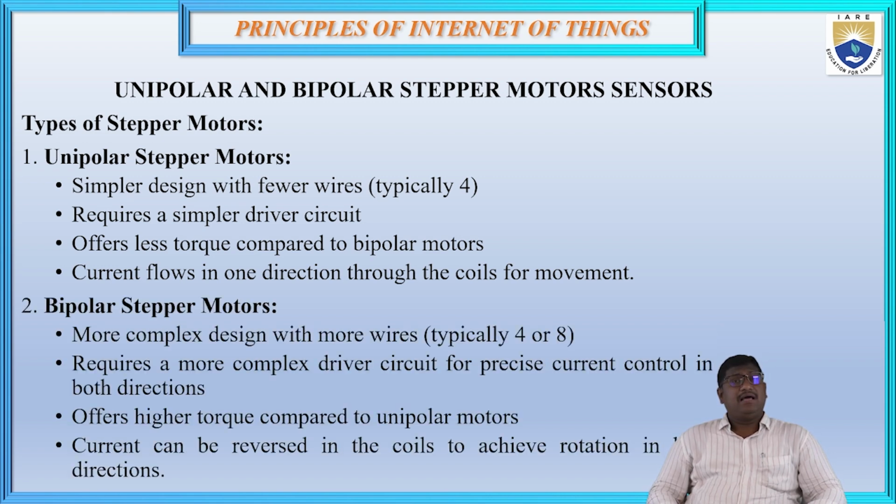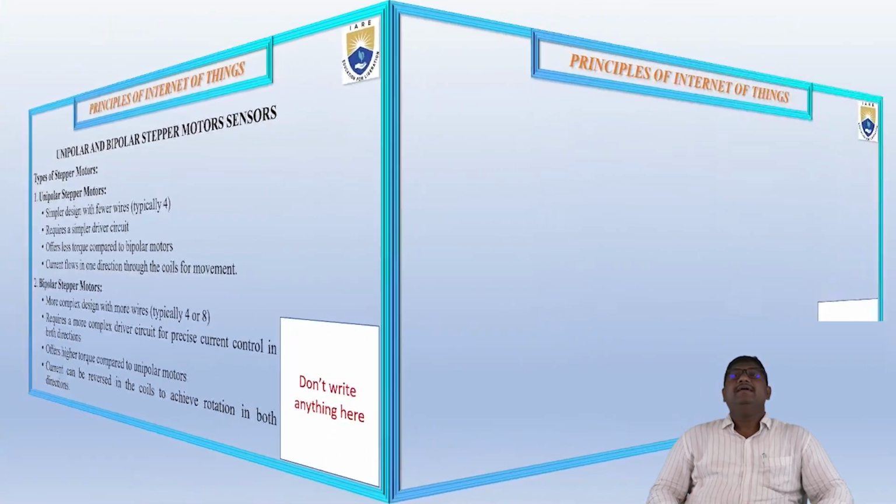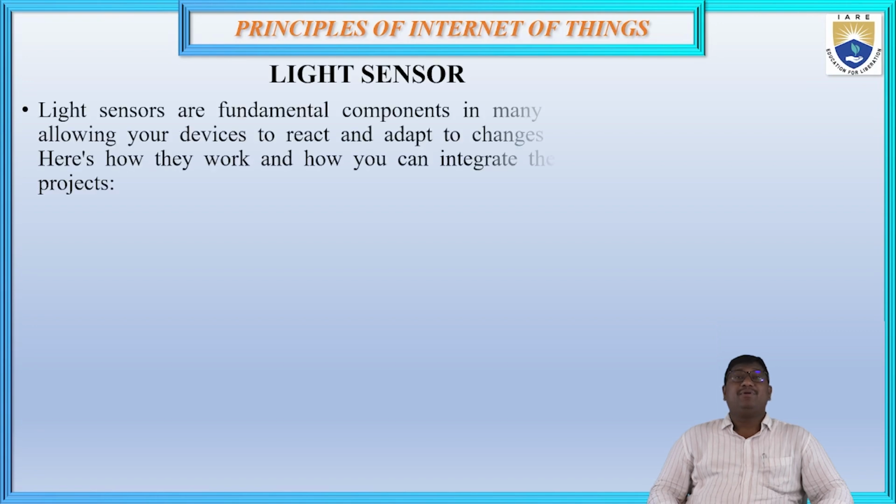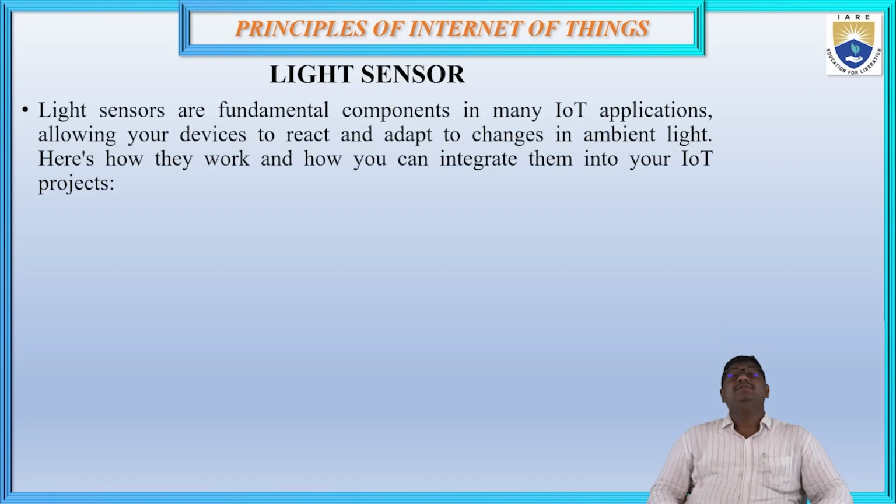And coming to bipolar, it is designed to be more complex, typically with 4 or 8 wires, and requires a complex driver circuit, which offers high torque. Why? Because more wires are used and the design is complex, and the current is reversed in the coils to achieve rotation in both directions. This is how the stepper motor function works in both bipolar and unipolar, guys.